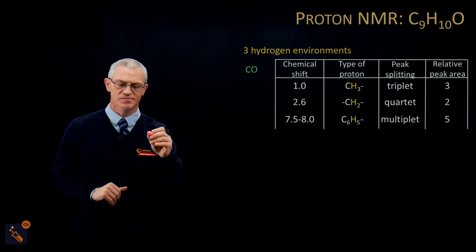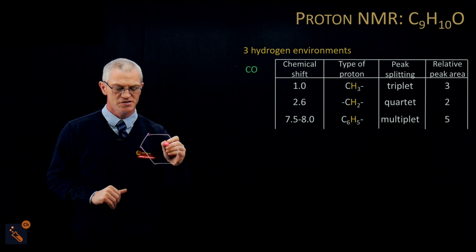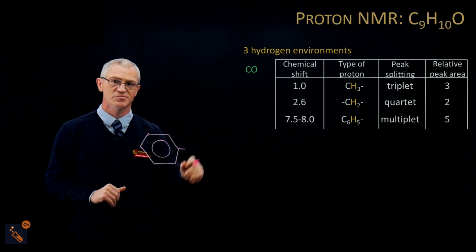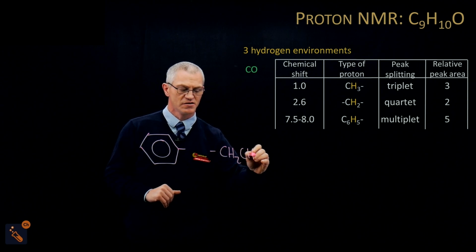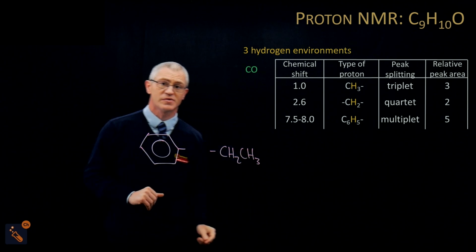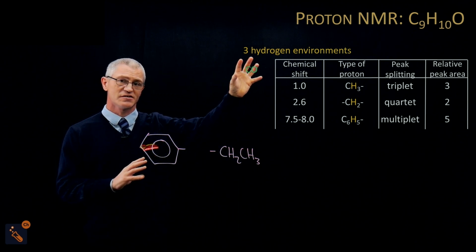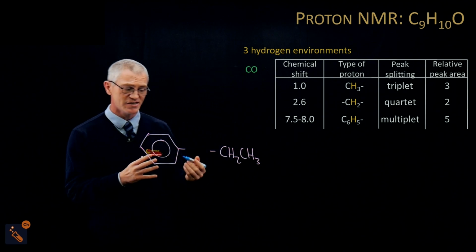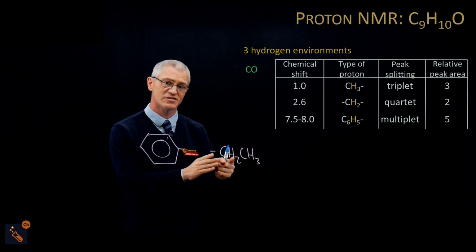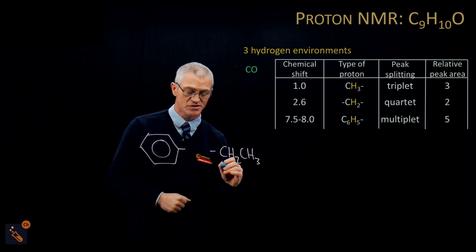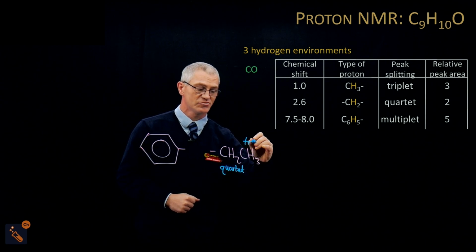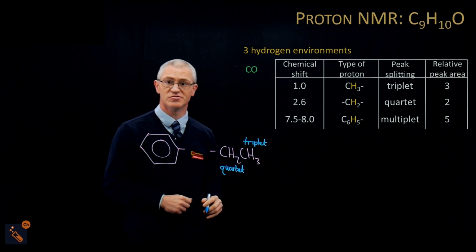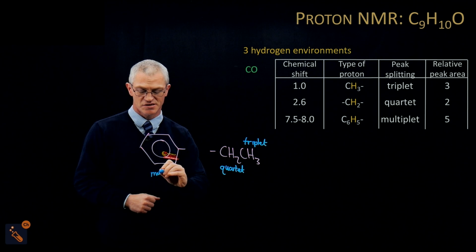So we know we've got a benzene. So let's do the benzene. That's bonded to something, we don't know what it is. And we know we've got an ethyl group. And we know we're missing a CO. So it makes sense here. This CH2 here is going to be a quartet, because it's next to a carbon with 3 hydrogens on. This one here is going to be a triplet because it's next to a carbon with 2 hydrogens on. And this is going to be a multiplet.